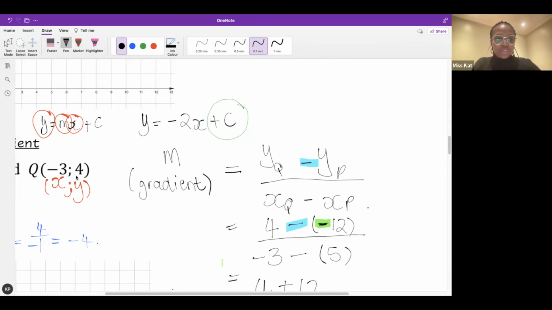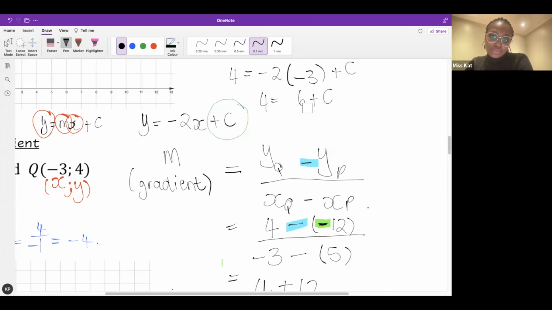Substitute. So wherever you see a y, you can put 4 is equal to -2, and the x is -3, plus c, excuse me, plus c. So 4 equals, what's -2 multiplied by -3? +6, ma'am. +6, beautiful, Oratile, plus c. Now we want the c to be on its own, right? Yes, ma'am.